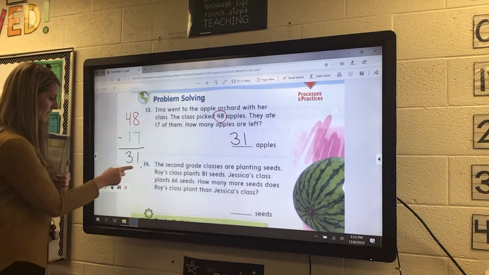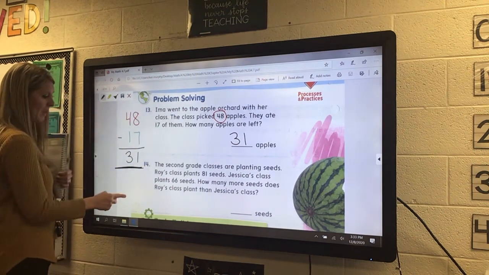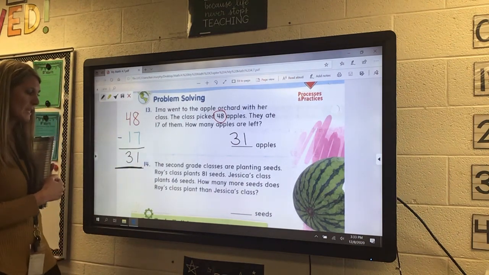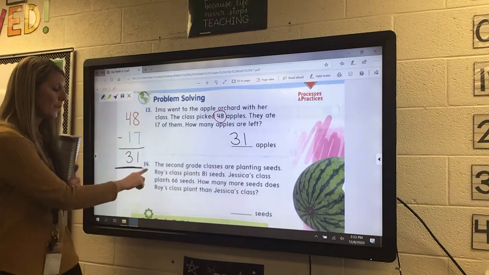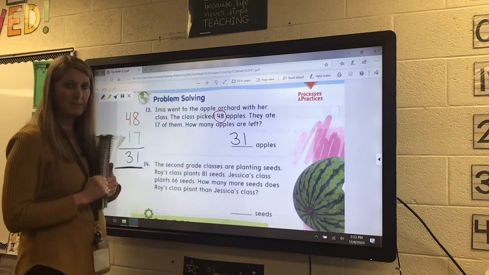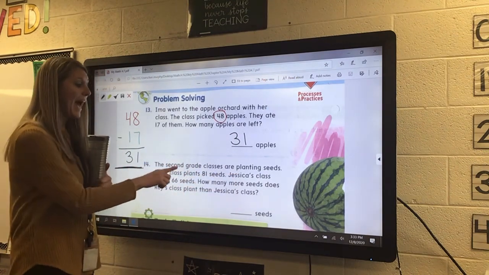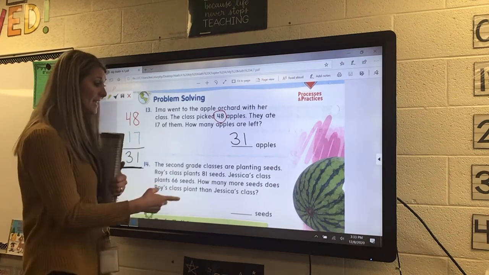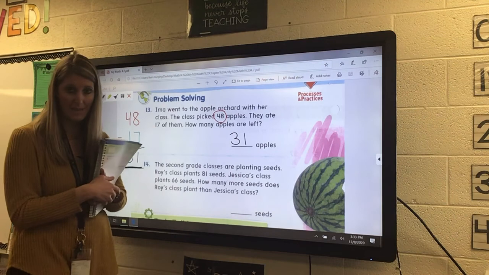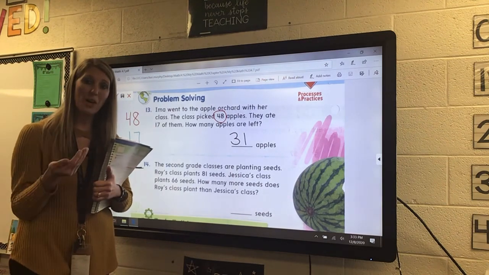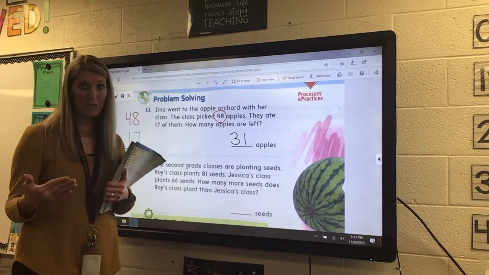All right, now on this next one, Mrs. Murphy's gonna draw a line here. I'm gonna write it right down there. So you're gonna have to look really closely, but it says the second grade classes are planting seeds. Roy's class plants 81 seeds. Jessica's class plants 66 seeds. How many more seeds does Roy's class plant than Jessica's class? So whenever I see the words how many more, I know that I'm subtracting to find the difference.